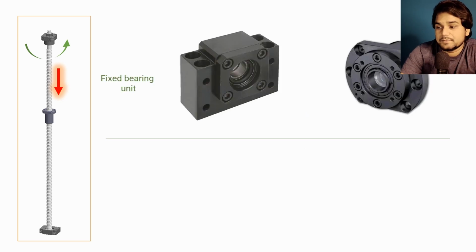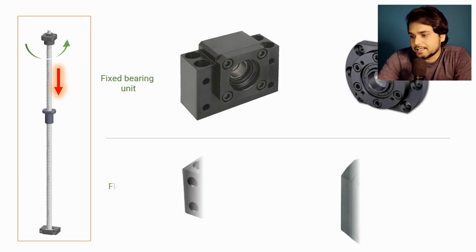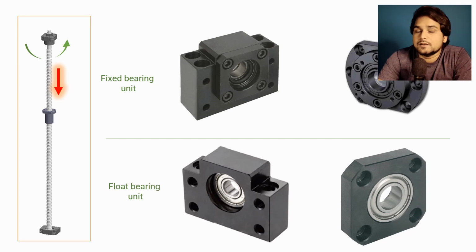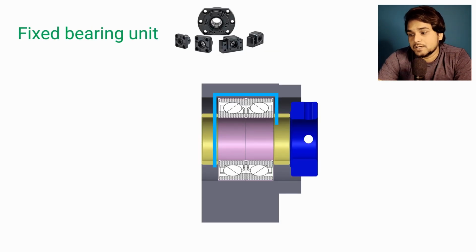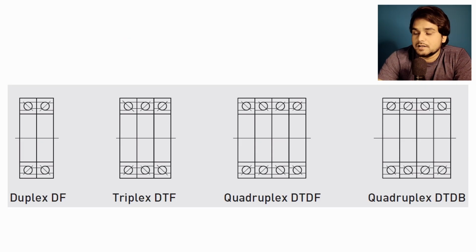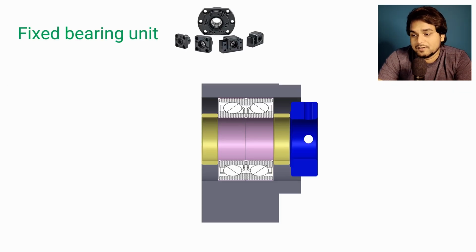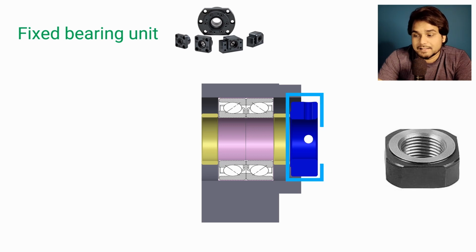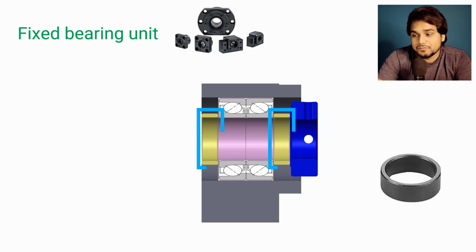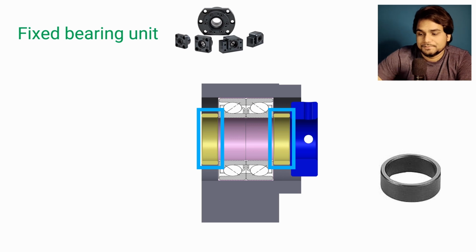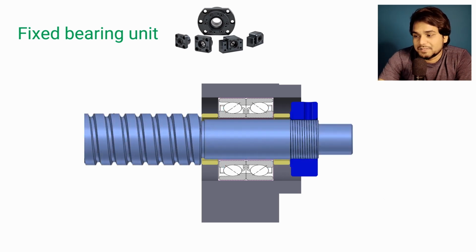First, the fixed type of bearing block, and second, the support type, or we can call it float type bearing blocks. In the fixed type bearing block, there are two angular contact bearings in back-to-back arrangement. If you are designing a system which is subjected to vibration, the number of bearings can be more than 2 to minimize the vibration. And at one end, there is a lock nut and there are two washers at both sides.